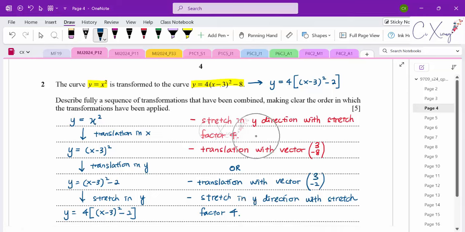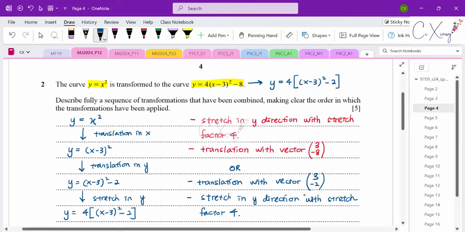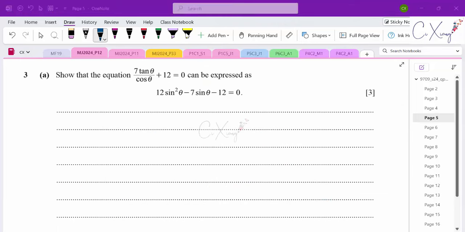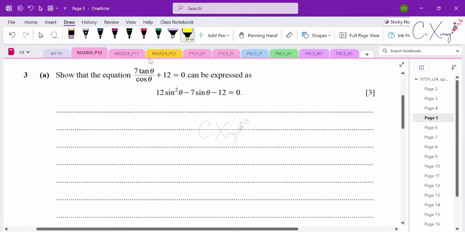If let's say you are not looking at it in this sequence, then you can factorize the 4 and then you have to transform the graph by using translation first, then only followed by the stretch in y. Right? So no matter which method you're using, both are correct. It is just on how you look at the final equation. So some students look at the final equation like this, and some students try to factorize out the 4. Both are correct actually. Right? So this is how we solve question number 3.